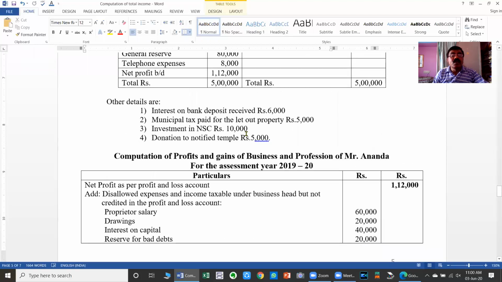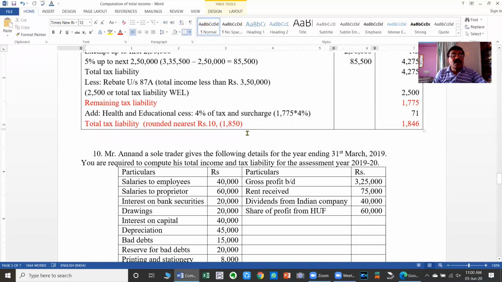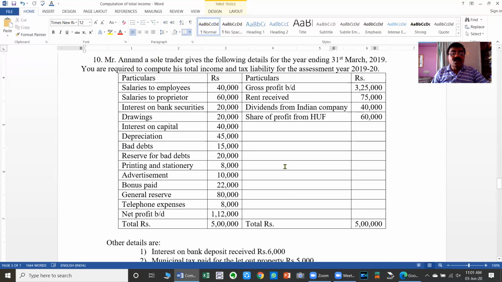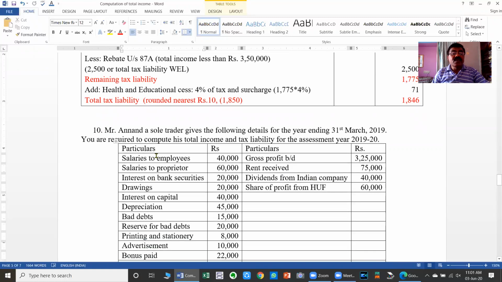The next problem is related to Mr. Anand. Observing the information given here, they have given the profit and loss account of the assessee. Just by observing the statement, at the end they have given the net profit. Here debit and credit side information is there. The information on the debit side is the expenses deducted by the assessee according to the accounting information, not according to the IT rules.